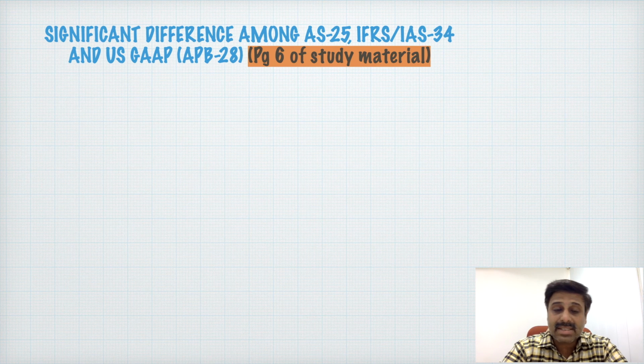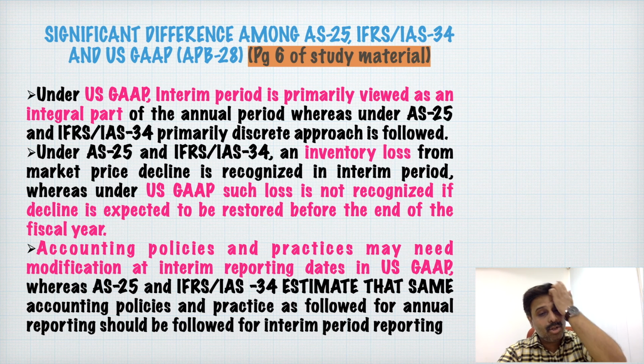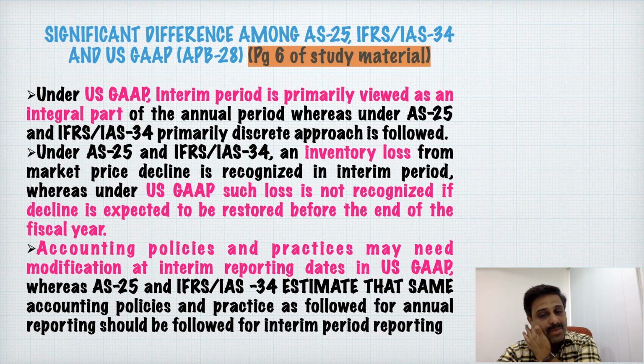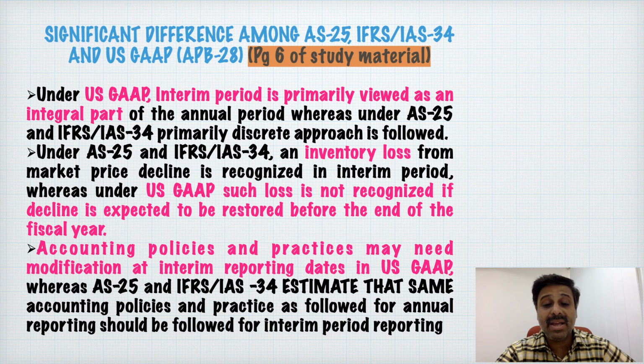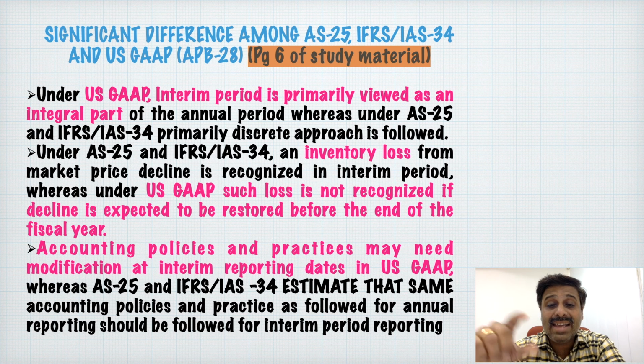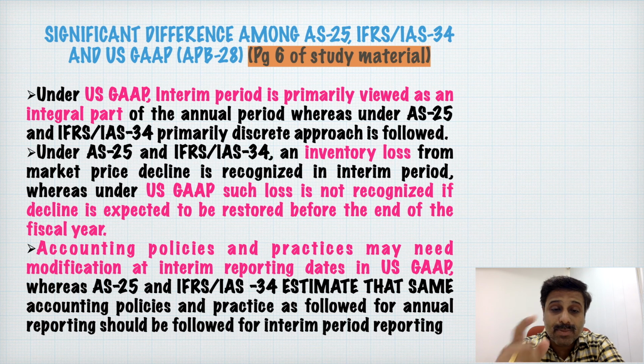What are the differences amongst these? Under US GAAP, the interim period is primarily viewed as an integral part of the annual period. This is important, underline this. Whatever is in pink, underline that in your study material. See, as per AS 25 and IAS 34, in the majority of places we follow the discrete approach. But as per US GAAP, they follow the integral approach in the majority of places, whereas in AS 25 and IFRS IAS 34 primarily the discrete approach is followed.